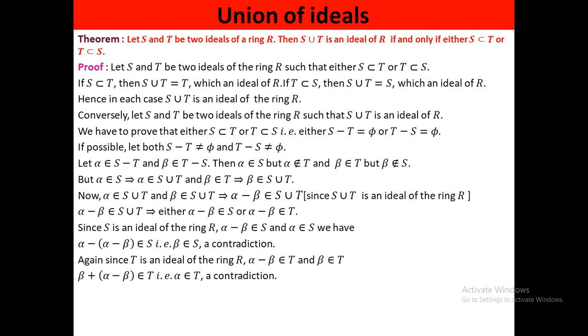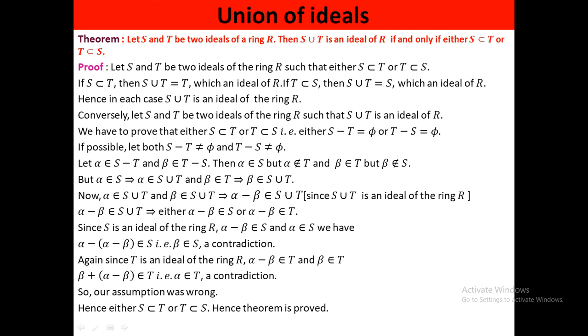So our assumption was wrong. The correct assumption was this. That means either S minus T is equal to phi or T minus S is equal to phi. This is equivalent to either S is a subset of T or T is a subset of S. Hence the theorem is proved. This is the complete proof of the theorem.